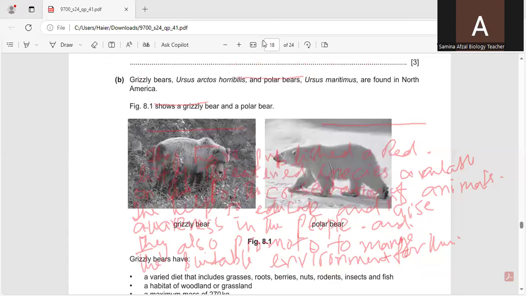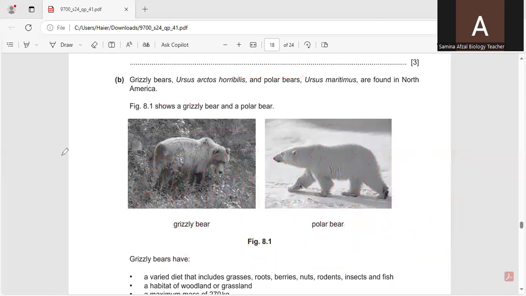Next question. Grizzly bears, Ursus arctos horribilis, and polar bears, Ursus maritimus, are found in North America. This shows a grizzly bear and a polar bear, and a little bit of difference in them.